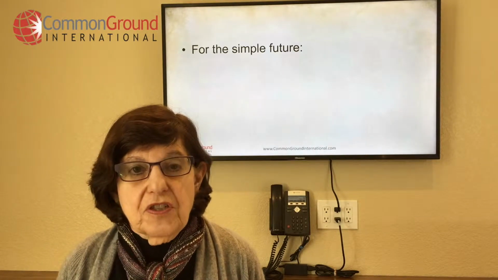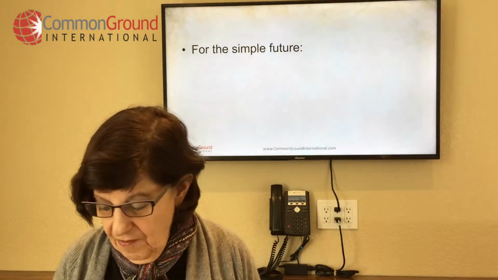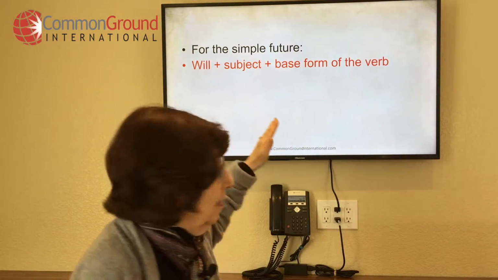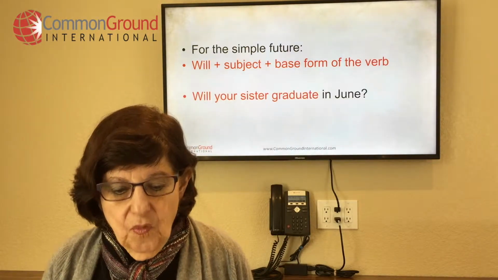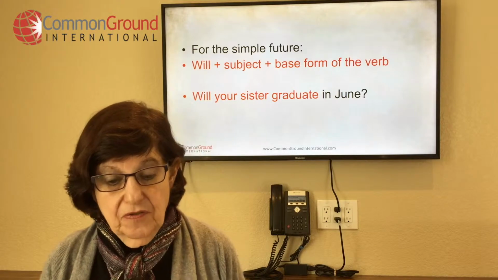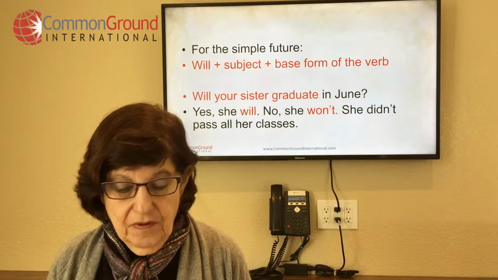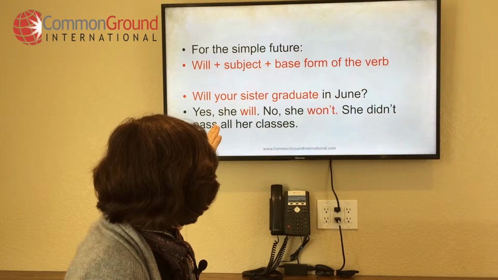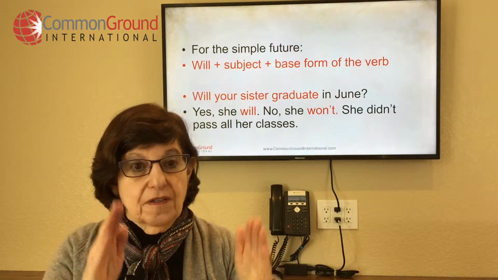Okay, for the simple future, we also need an auxiliary, a subject, a base form in that order. The auxiliary is will, subject and base form. Will your sister graduate in June? Yes, she will, or no, she won't. She didn't pass all her classes. Will is the auxiliary. Subject, your sister, graduate, base form. Again, for yes, no, auxiliary, subject, base form.